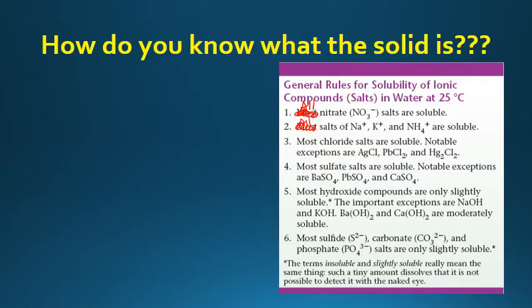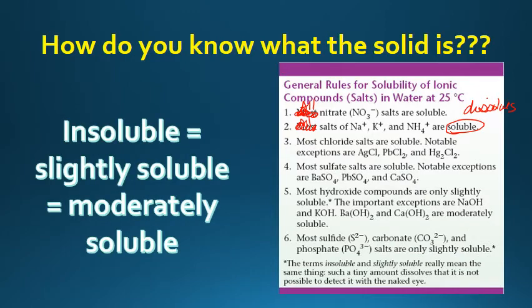And most, and for our purposes, you can go with all, are also soluble. The word soluble means it dissolves. Insoluble means it does not dissolve. And for our purposes, insoluble and slightly soluble and moderately soluble all mean the same thing. Insoluble means it's going to make a precipitate or a solid, if you will. Each one of these rules is more important than the one after it.